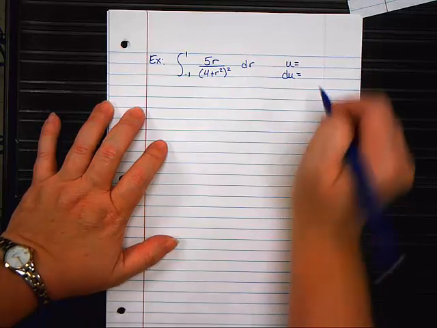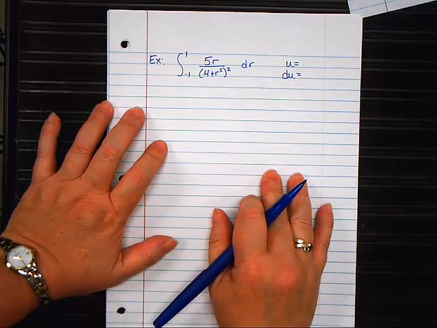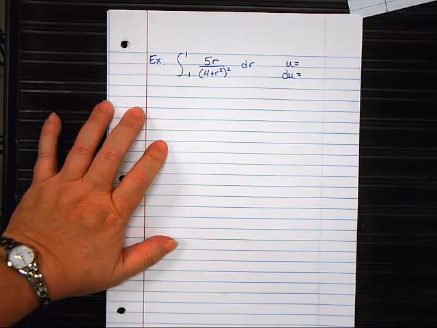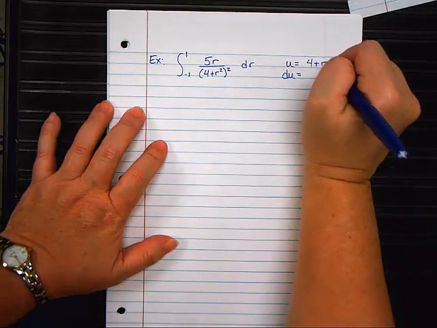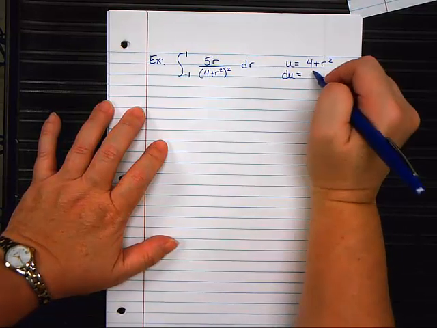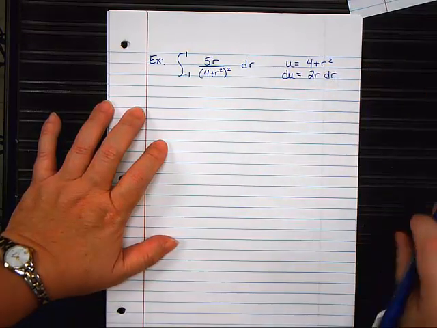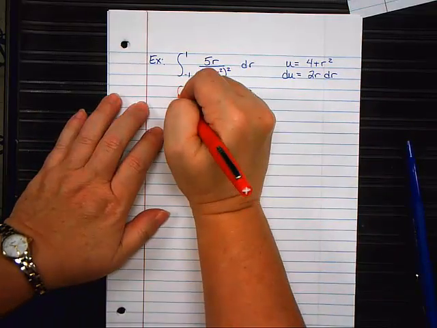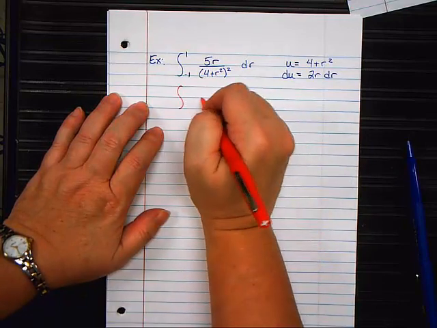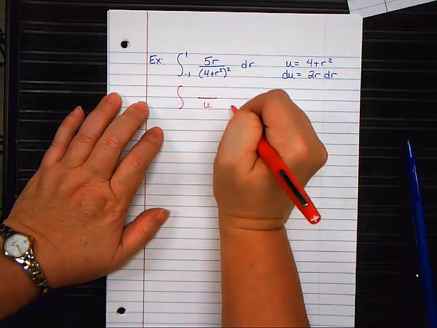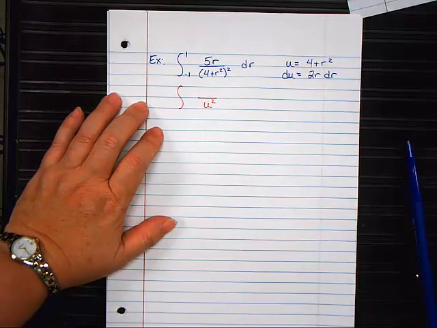U equals, du equals. Okay. How many of you think you know what u is? Pretty well sure you got it. You know what u is. Just a couple hands? Really? 4 plus r squared. Very good. It's the inside function. So what is du? 2r dr. Okay, switching colors. Integral. Okay. So we have a fraction bar. What's on the bottom? U squared, because remember it's in the parentheses squared.